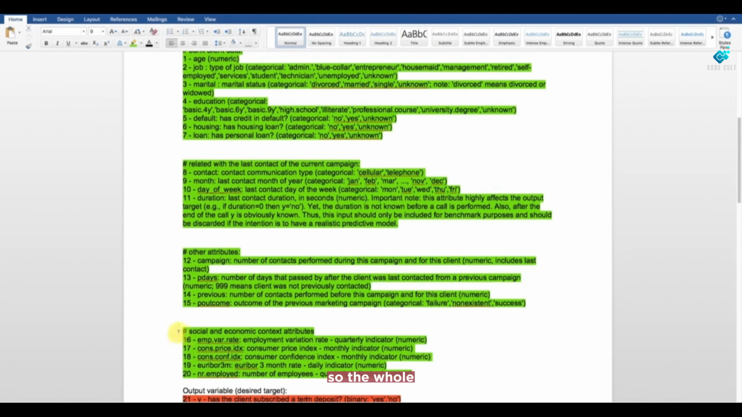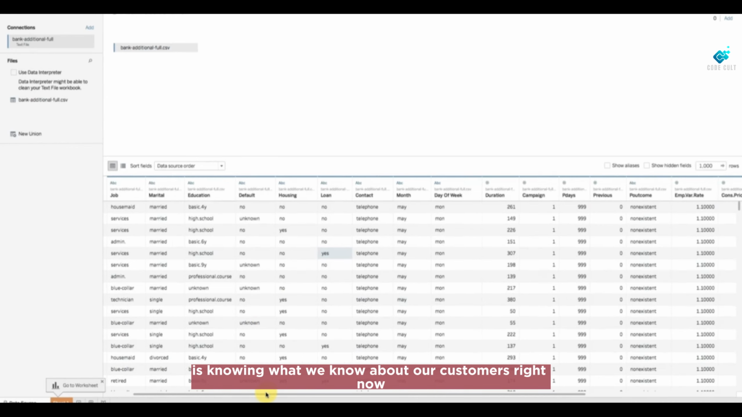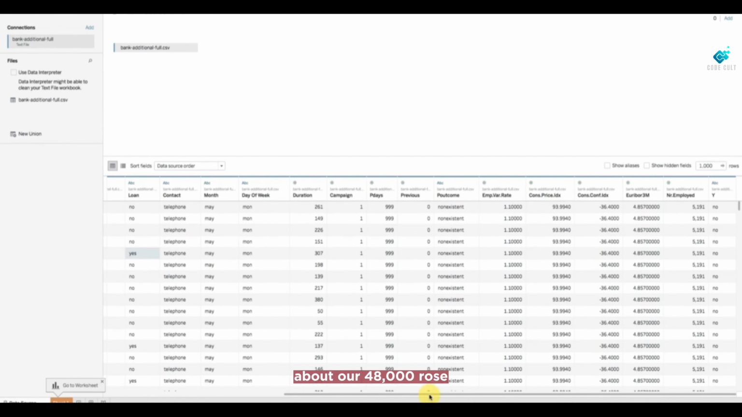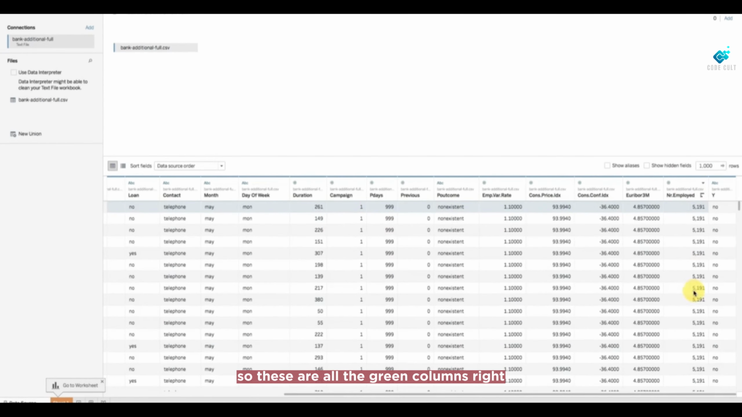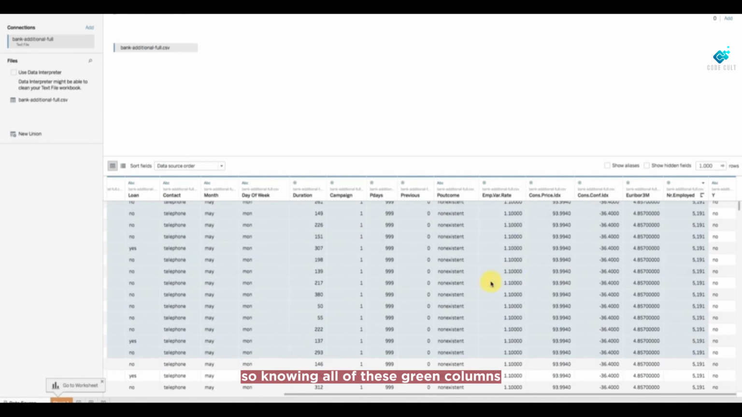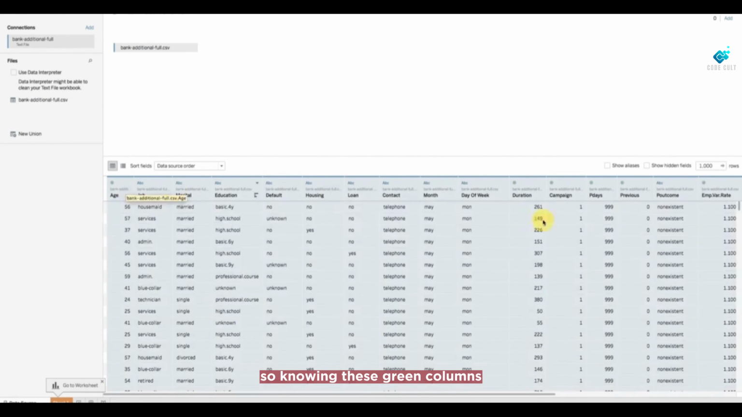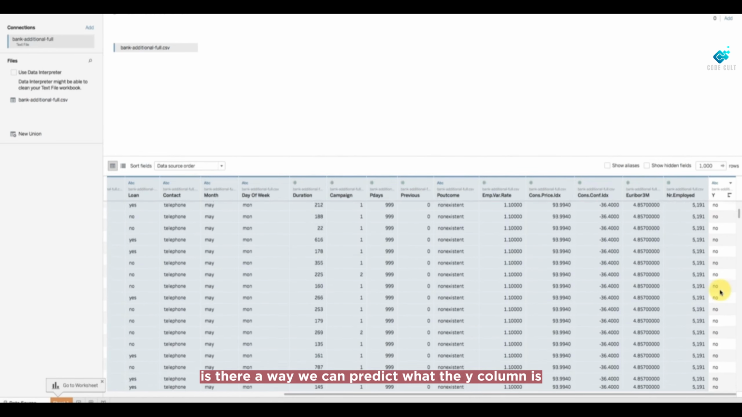So the way this data science problem is structured is knowing what we know about our customers right now, about our 48,000 rows, about our 48,000 people, all of this information from the second last column to the left. So these are all the green columns, right? Let's highlight a bit more. So knowing these green columns, is there a way we can predict what the Y column is?